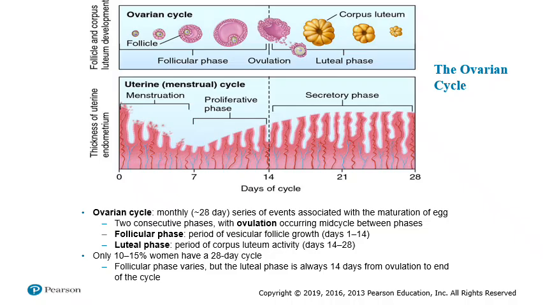Now, only 10 to 15% of women have a 28-day cycle. So the follicular phase pretty much varies in these women. But the luteal phase, the last 14 days, stays as 14, which means this phase does not become longer than anything. The reason why some women will experience a longer than 28-day cycle is because their follicular phase is actually longer.